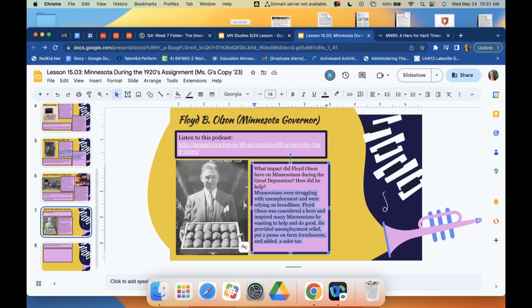Oh, and then we got another one in the chat. He fought for Minnesota people if it came to unemployment, breadlines, or anything. Perfect. That's a great response. So I put my response that I had there in the chat. Did it come through? There we go. I see it now.